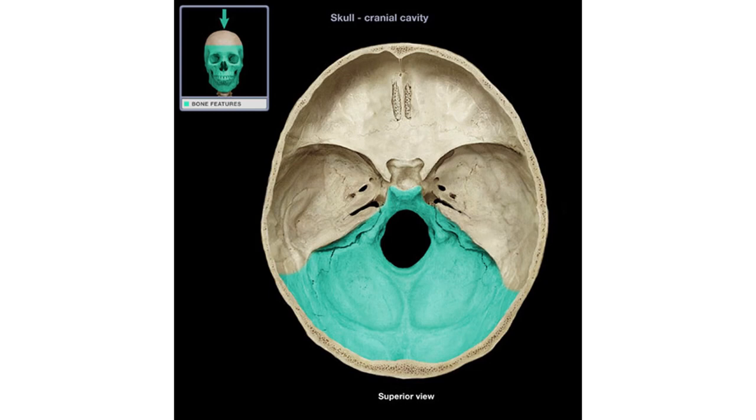It is the largest cranial fossa, and what are the important features that we can see in this posterior cranial fossa? Firstly, it is mostly formed by a single bone, which is called the occipital bone, and included within this fossa is the largest foramen of the skull, which is called the foramen magnum, that transmits the upper end of the spinal cord coming from the brain.